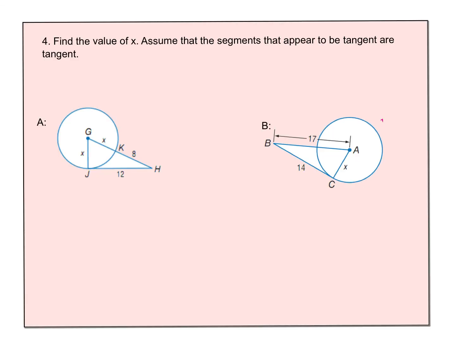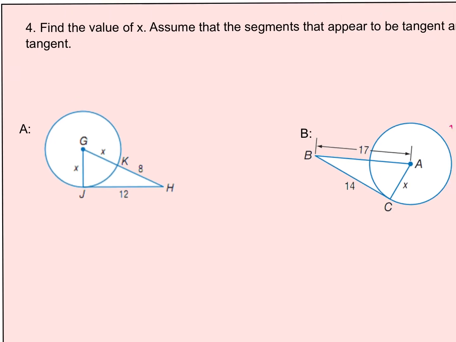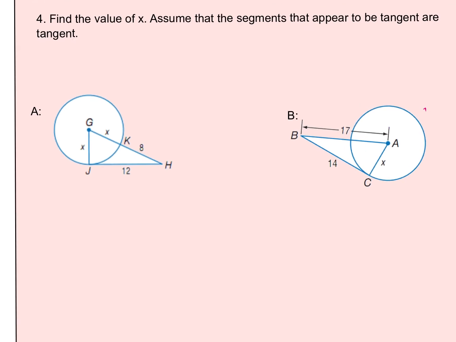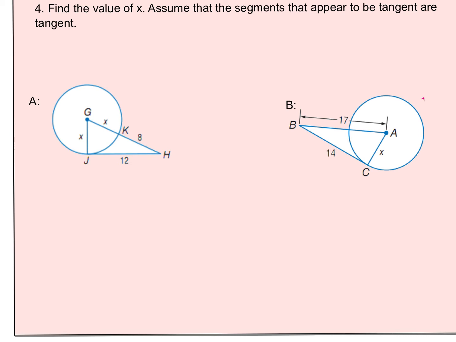So finding the value of x, assume that the segments that appear to be tangent are tangent. So let's look at this and see what we can figure out. We're assuming that they're tangents. We're trying to figure out x. What I'm going to do is, again, use the Pythagorean theorem. And take a look at what happens here. This becomes x plus 8 squared, okay? This entire thing becomes x plus 8.